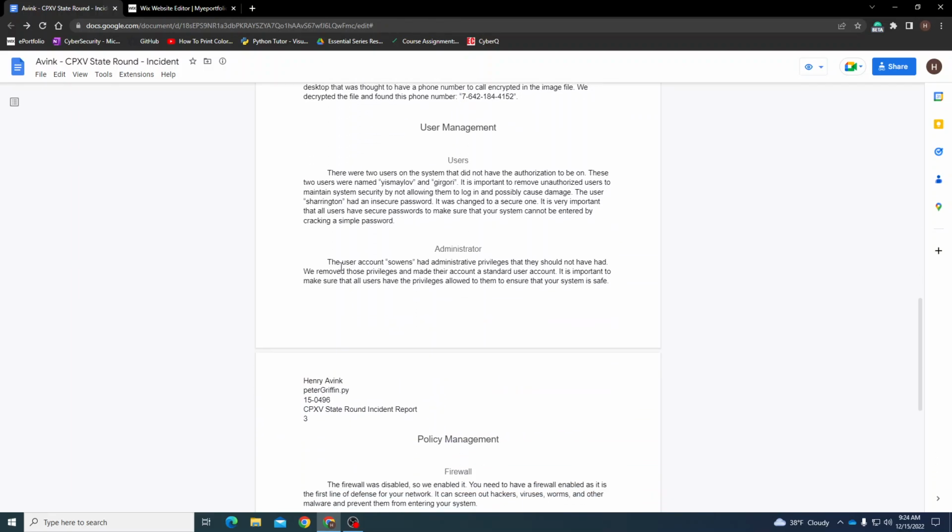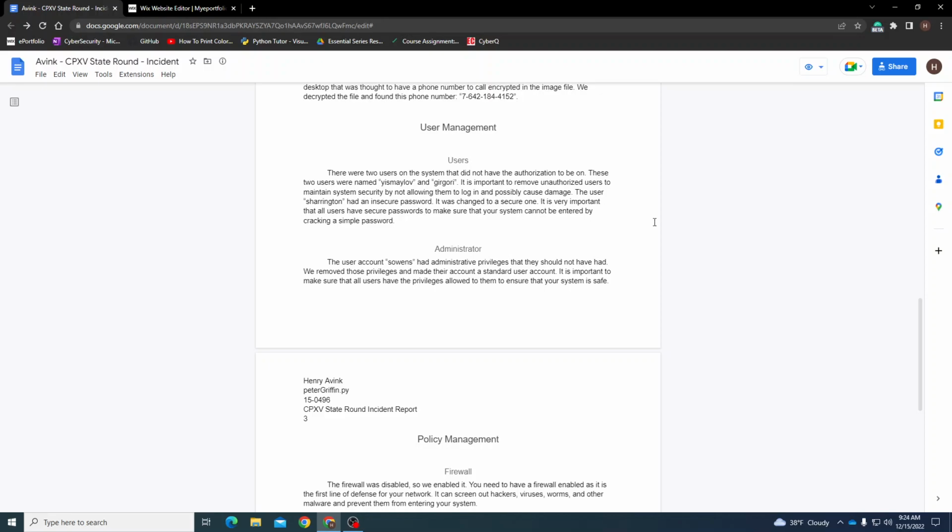Now moving on to user management, there were 2 users on the system that did not have authorization to be on the system. These 2 users were named this and this. These 2 things right here. It is important to remove unauthorized users to maintain system security by not allowing them to log in and possibly cause damage after termination. The user Sherrington had an insecure password, and it was changed to a secure one.